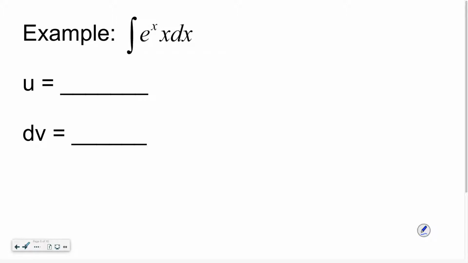Let's write this one down. E to the x times x dx. Now, if this were e to the x squared, it would be a perfect candidate for u substitution. But it's e to the x times x.